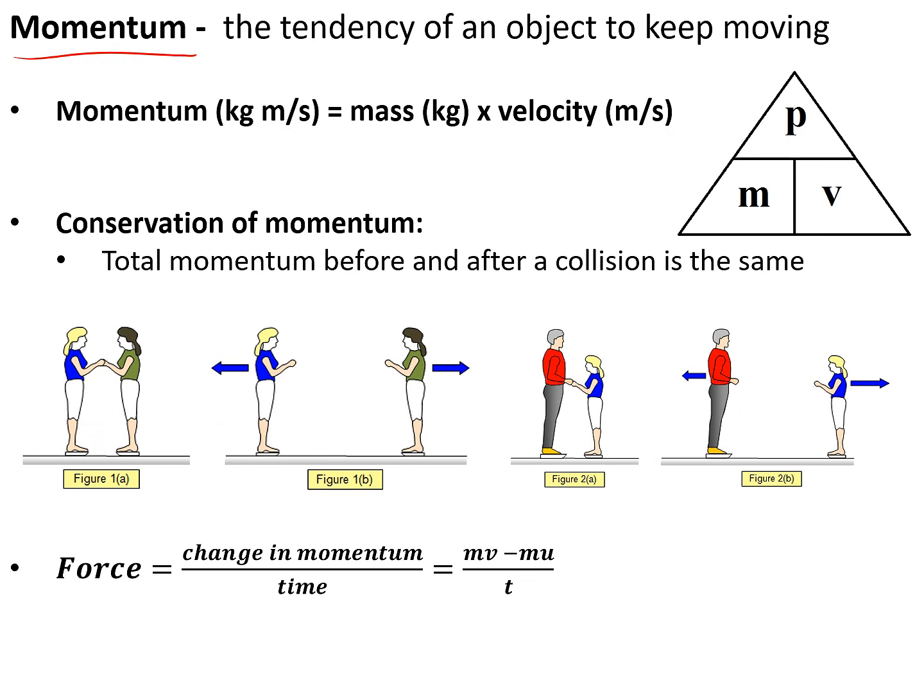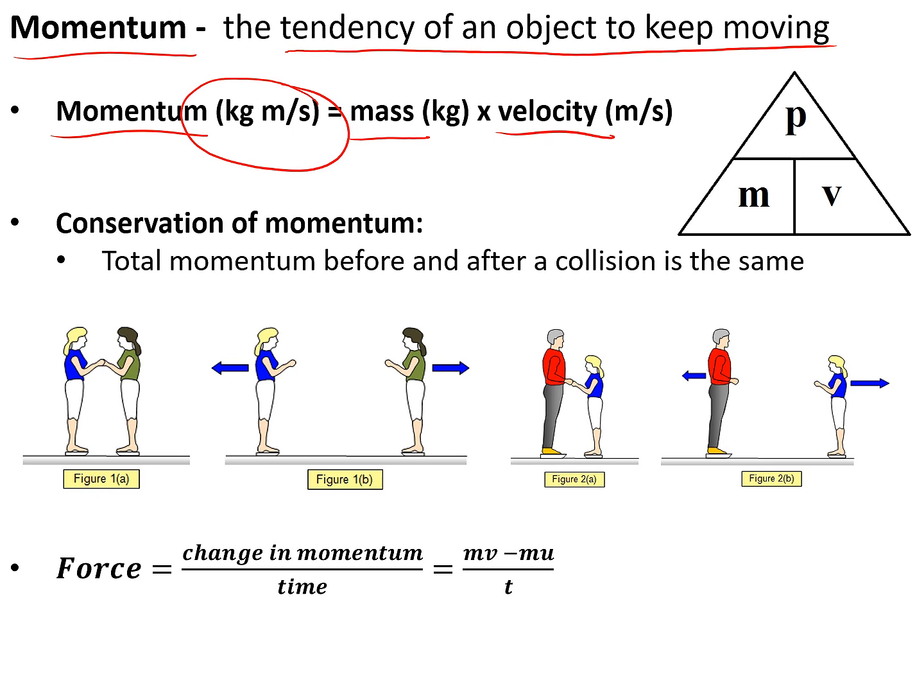Momentum is the tendency of an object to keep moving, and it is calculated using this equation. So momentum equals the mass times the velocity. The units for momentum are kilogram meters per second. For mass, it's kilograms, and for velocity, it's meters per second. Now, momentum is a vector quantity, so the direction matters as well as the size.